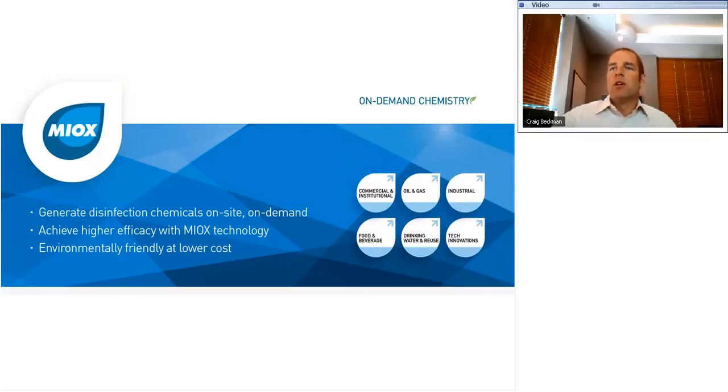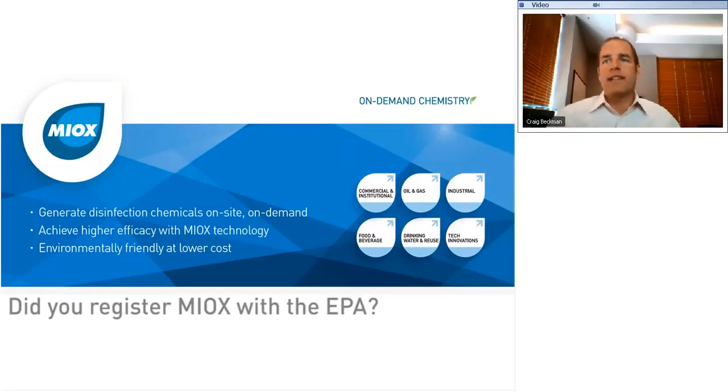This is a good question. So does MIOX have a registration with the EPA? And the answer is not with the EPA. We do have an NSF registration, but the EPA does not treat on-site generators as a chemical. And so the EPA's stance today is still that they will not supply a chemical registration number for a piece of equipment that makes a chemical.